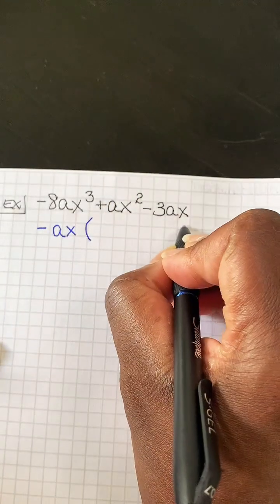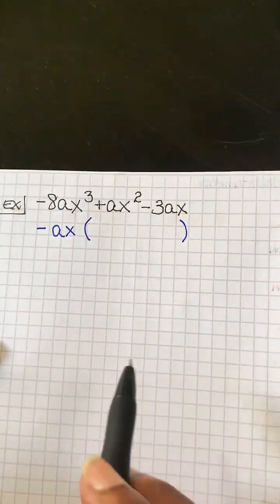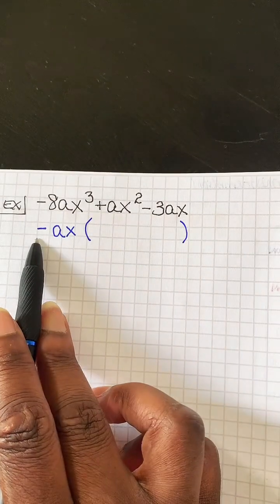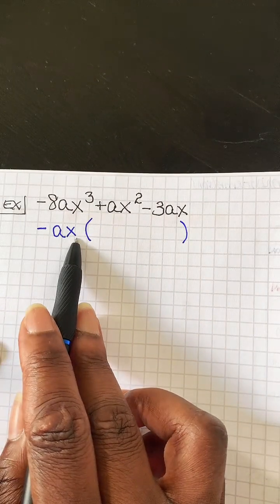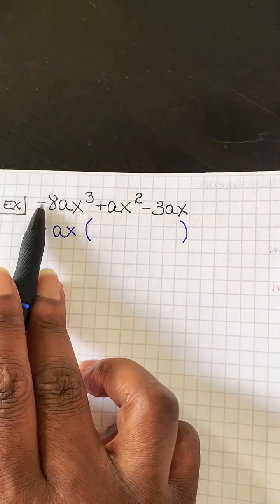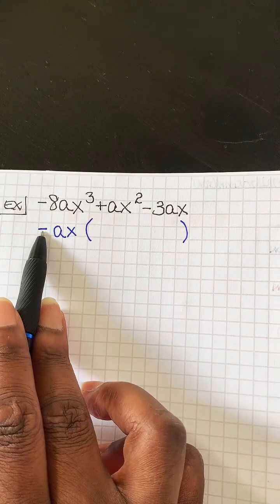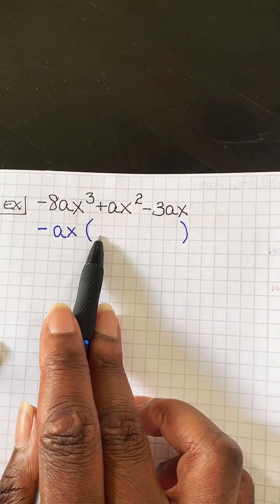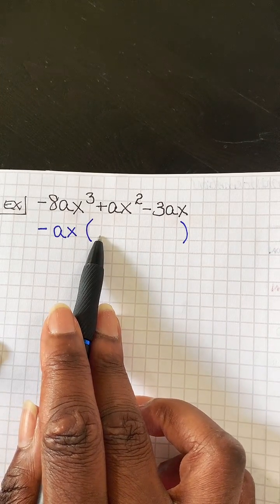Now, we're not changing anything. All we're doing is we're going to take our original and divide it by our GCF. So a negative divided by a negative will give me a positive. But a positive what?